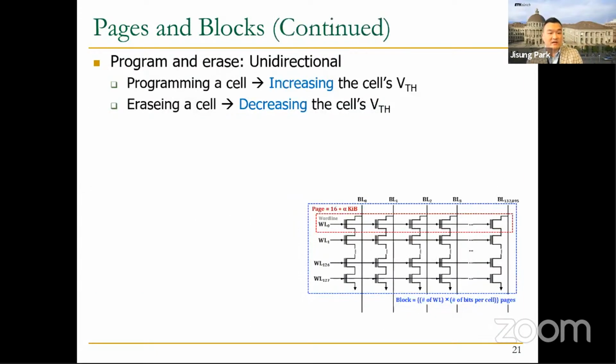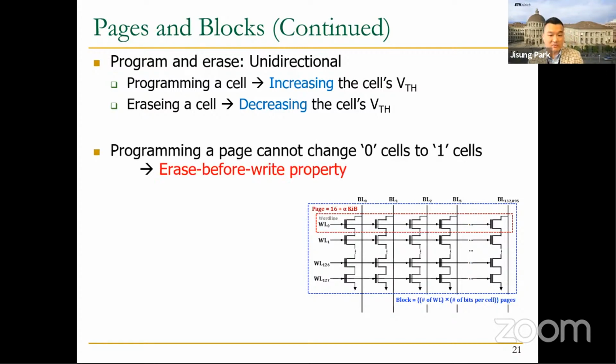And as we discussed, the program and erase operations are unidirectional, meaning that programming and erasing a cell can only increase and decrease the cell's threshold voltage, respectively. Also, a NAND flash memory performs a program operation at a page granularity, and a page program cannot change 0 cells to 1 cells in the example we have discussed in the previous slide. So we always need to erase the page before programming it, which is called the erase-before-write property, right?